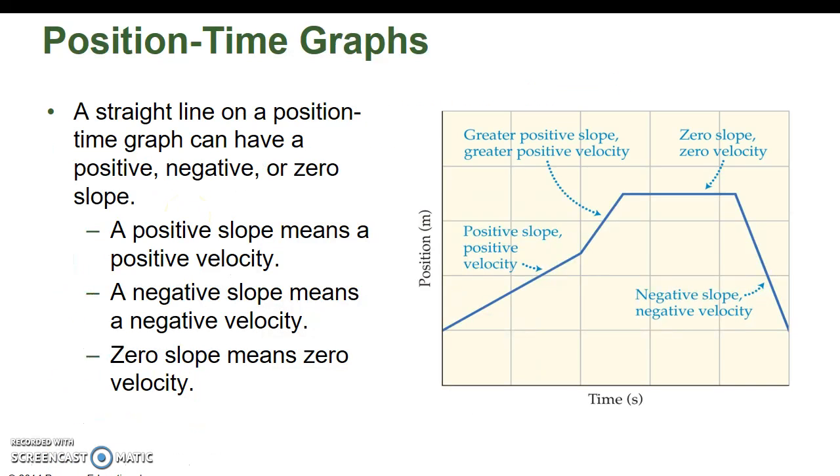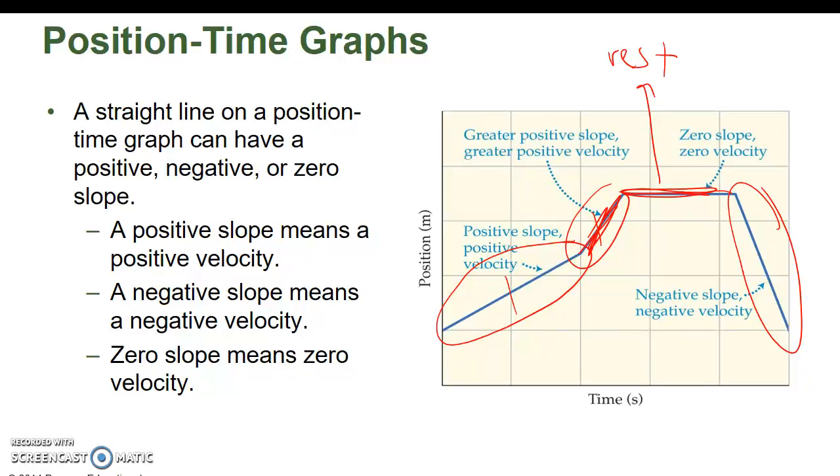Now, a straight line on a position time graph can have a positive, negative, or zero slope. So let's look at this. If our slope is positive, we are having a constant velocity in the positive direction. If we look at these two here and compare this line to this line, more slope means a faster velocity. A flat line, zero slope, means zero velocity, which means we are at rest. And then, of course, you have a negative slope, which means a negative velocity.